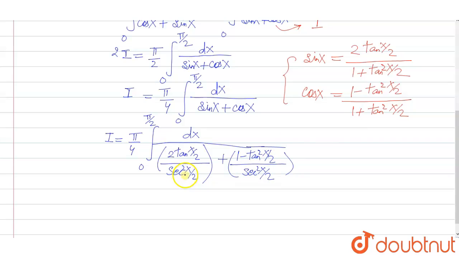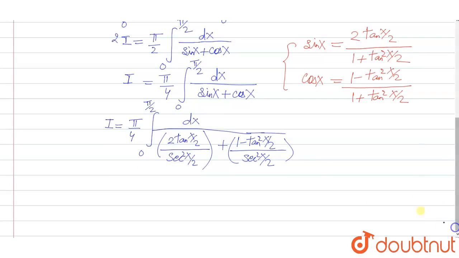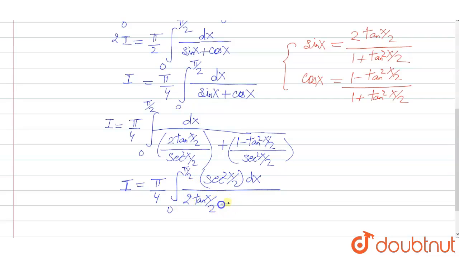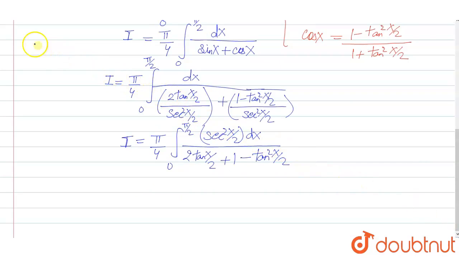Now secant square x by 2 is here in the denominator. Taking LCM, it will go in the numerator. So here I can be simplified further. I is equal to pi by 4 integration from 0 to pi by 2 secant square x by 2 dx divided by 2 times tan x by 2 plus 1 minus tan square x by 2. Now we will do a substitution here.